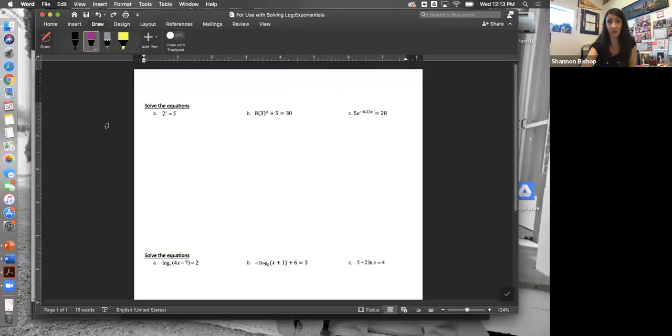Y'all, I love logs. Let me just be clear. I love logs, and I hope that you end up liking them too by the time all this is done.